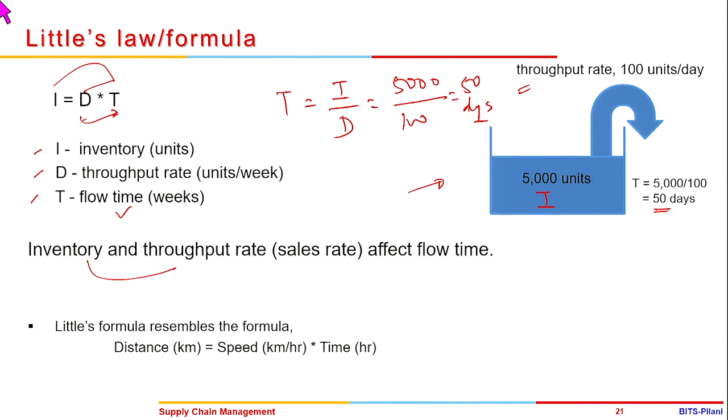So Little's formula is very similar to the formula which you have seen when you were in school. I am sure all of you know the formula: distance is equal to speed into time. Distance is similar to our inventory. Speed is similar to our throughput rate, what is going out, and the time it takes to cover the distance is similar to our flow time, which is given by T.